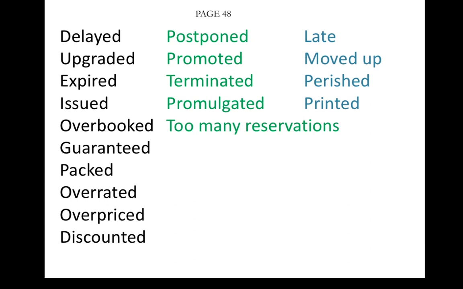Overbooked means that you have too many reservations, in the case of a hotel or a flight or a bus or a train. When there are more reservations than rooms, or when there are more reservations than seats, that means that the flight or the hotel is overbooked. Guaranteed means protected, if we're talking about your rights. Or about a reservation, if your reservation is guaranteed, it means that it's protected or secured.